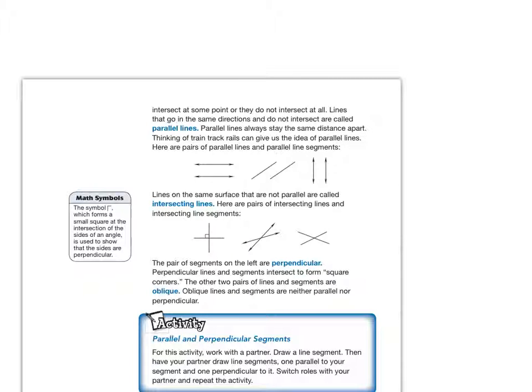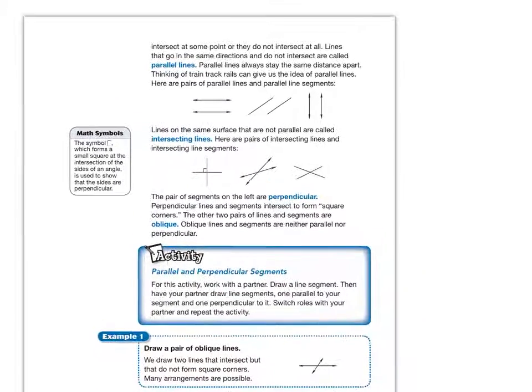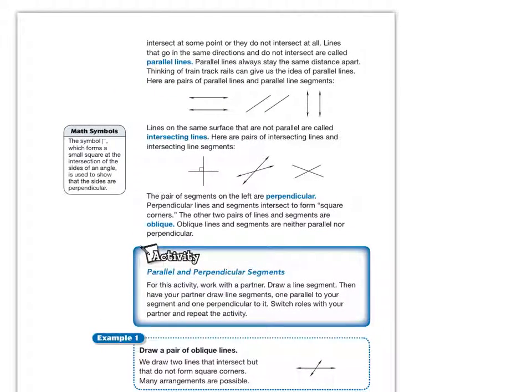They don't look like it, but they are parallel, the ones here in the middle anyways. Parallel lines always stay the same distance apart. So think of train tracks. That's a good example. Lines on the same surface that are not parallel are called intersecting lines.